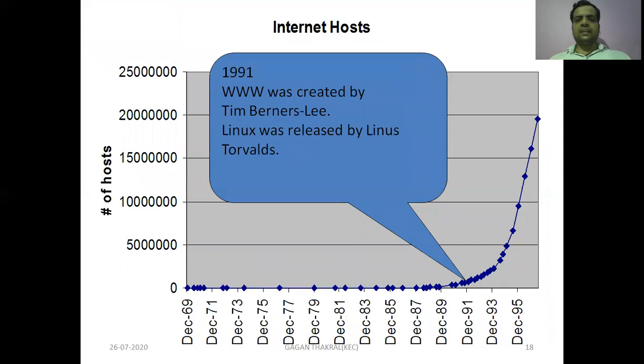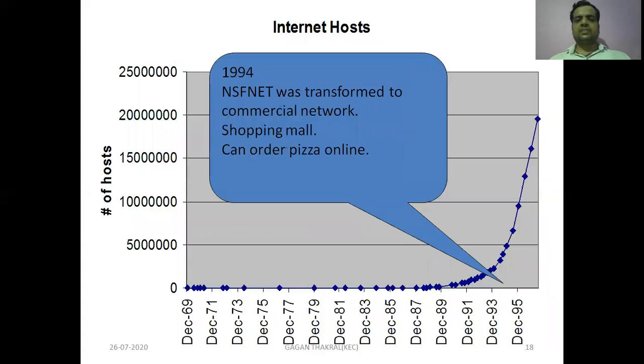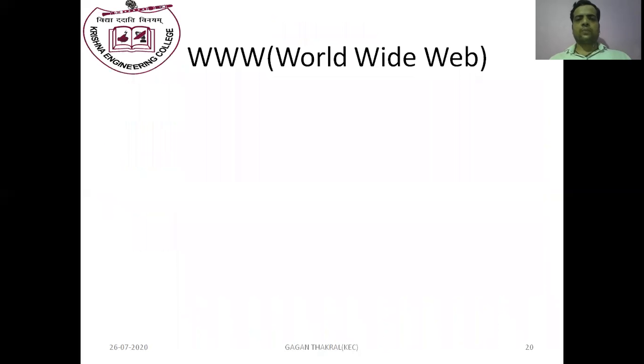In 1991, WWW was created by Tim Berners-Lee. Linux was released by Linus Torvalds. In 1994, NSFNet was transformed into a commercial network, and a shopping mall was created in 1994. And for the first time, people were able to order pizza online in 1994.